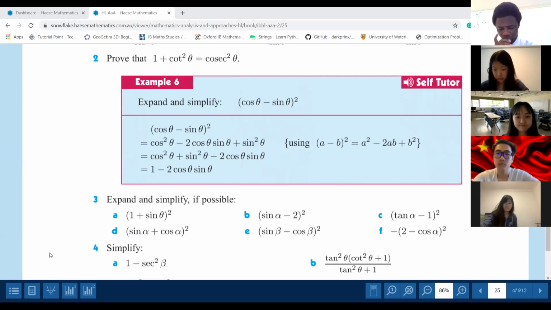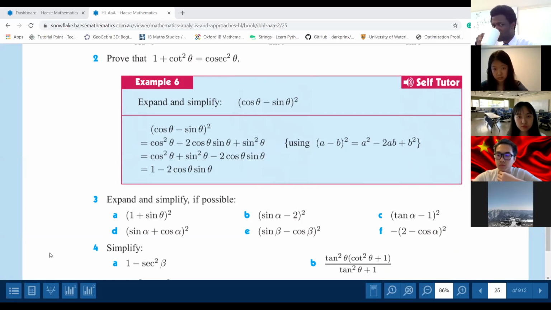The given expression has the form a minus b all squared, so we can compare with this expansion. We have the square of the first term plus twice the product of the two terms. Remember that the second term is minus b, plus the second term squared. How can we simplify this further? The expression involves the sum of sine squared and cos squared, so we can use the Pythagorean identity.